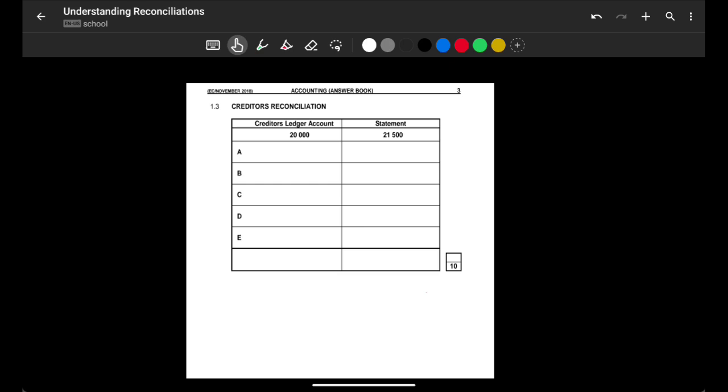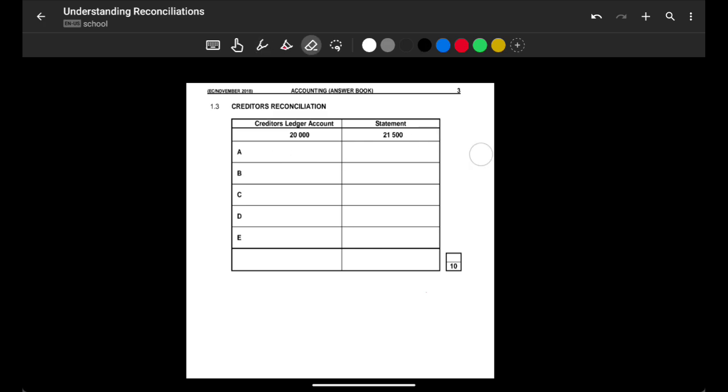So this is a fairly straightforward question in that there are no actual journals that we're filling in. We're just going to fill in these blocks here, and we're just going to say is it an increase or a decrease in the creditors or the statement, right?